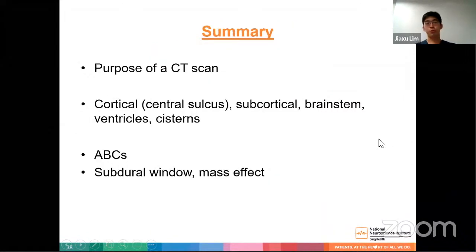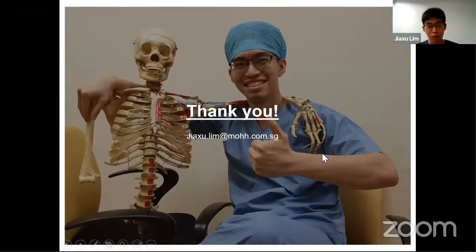Okay, so we've gone through a lot today. We've talked about the purpose of a CT scan. We've talked about normal anatomy. We've talked about how we may find the central sulcus on the CT scan. We've talked about developing a system for not missing pathologies on the CT brain. And this is a very rapid review, so thank you very much for your attention.